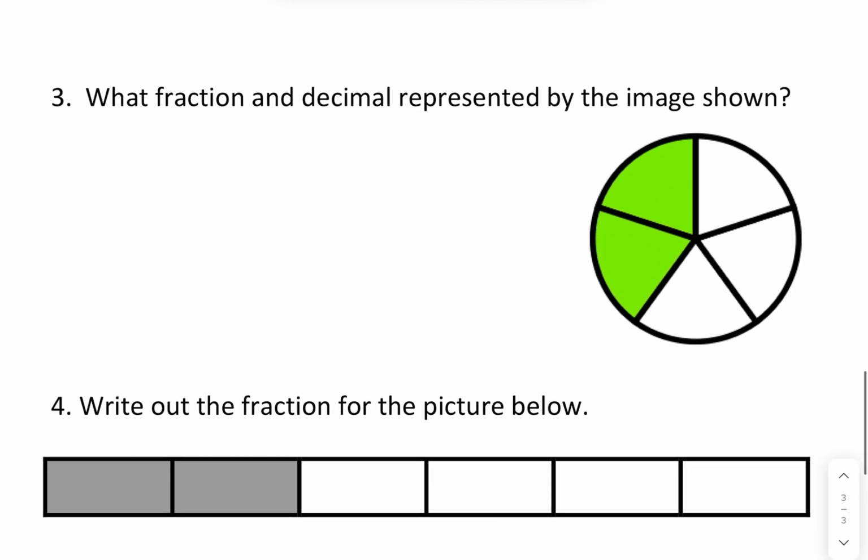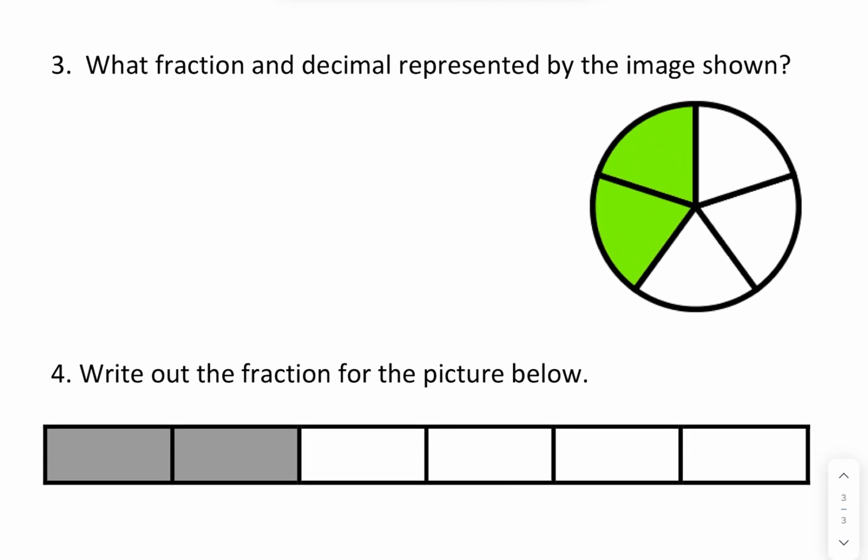All right, flip it over. So this one says what fraction and decimal are represented by the image shown. So this one doesn't say anything about shaded and unshaded, so I'm just going to assume shaded. So we have 1, 2, and that's going to help us on our fraction. My total would be 3, 4, 5, so 2 out of 5. So that's the fraction. To turn that into a decimal, DFP.